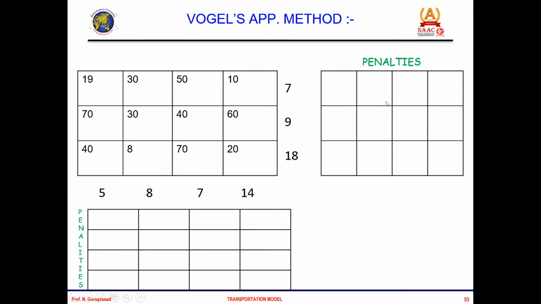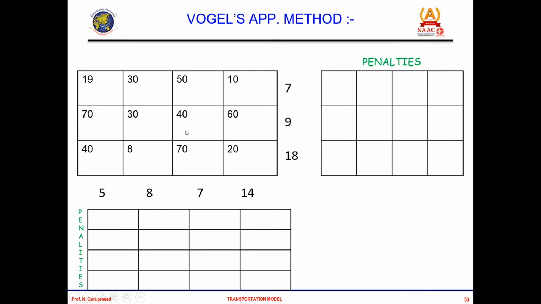On the right hand side of the screen, you have a couple of boxes on the top of which I have written penalties, and also on the bottom left side of the screen you have the same couple of boxes where I have written penalties. So I'm going to write an integer number in these boxes one by one. They are called penalties, and that is the prime reason Vogel's approximation method is also called the penalty method. Now let us understand how these penalties are calculated.